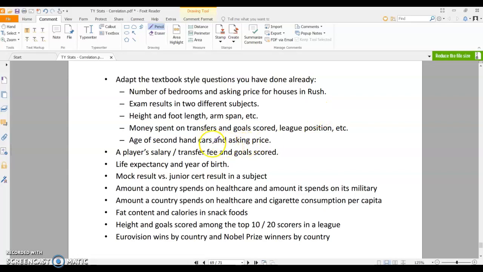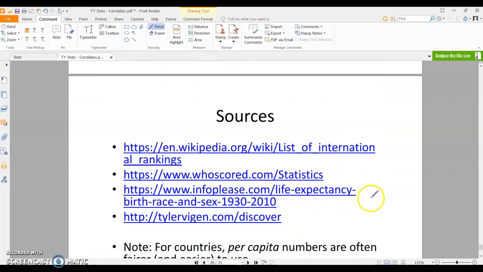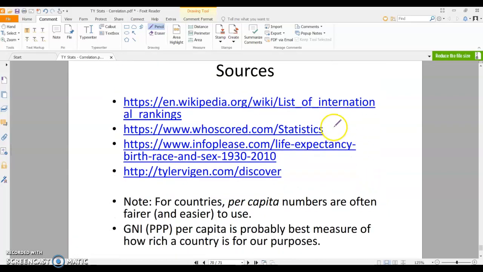Okay, there's a few then. It's just different ones. So say, let's say just for this one here, amount a country spends on healthcare and amount it spends on its military, amount a country spends on healthcare and cigarette consumption in the country. This page on Wikipedia is a good source of stuff like that.